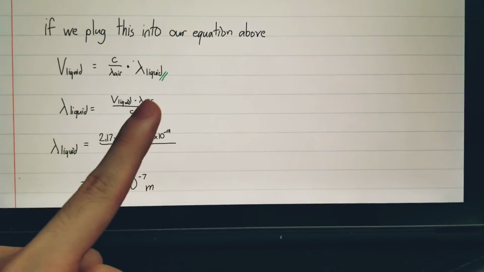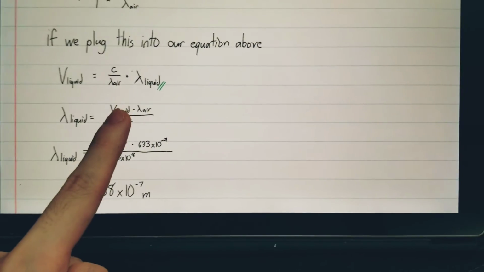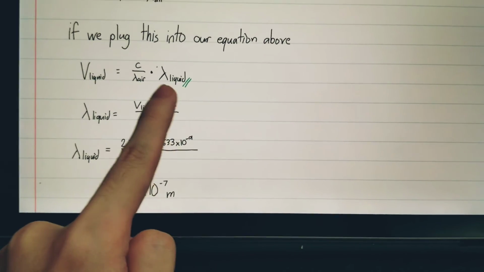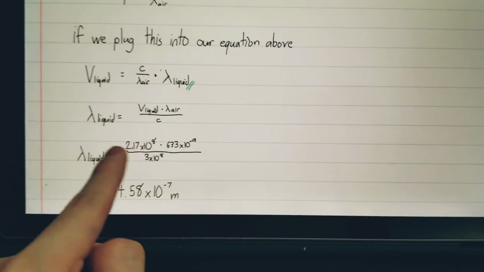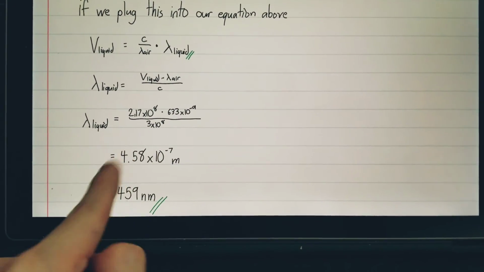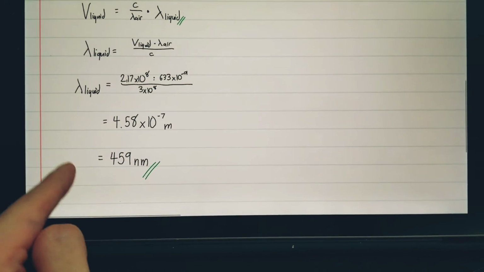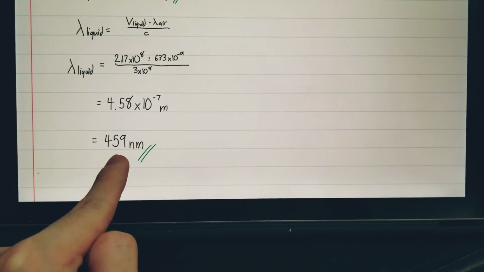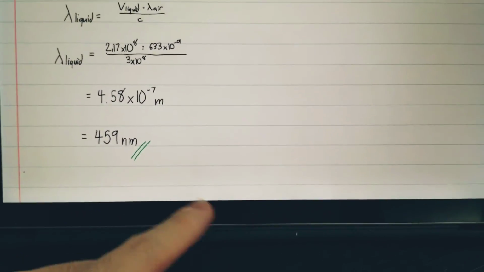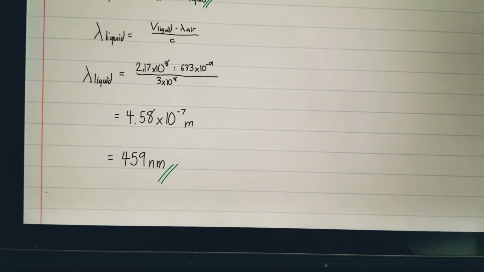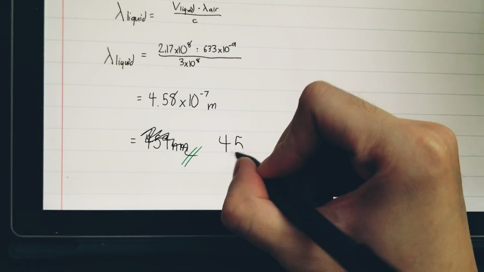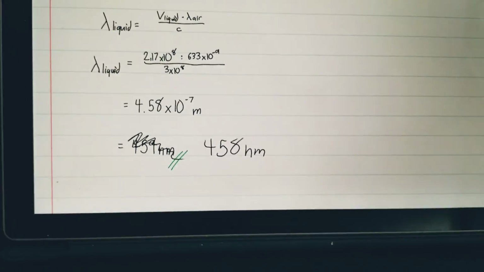So we ultimately end up with the velocity of the liquid is equal to the speed of light over lambda of the air times lambda of the liquid. Since we're trying to find the lambda of the liquid, we isolate it to the other side and step by step plug and chug all the values into our equation until we finally end up with a final answer of 450, oh, there's a typo right there, 458 nanometers. Let me fix that real quick. There we go. It's good to double check this stuff.